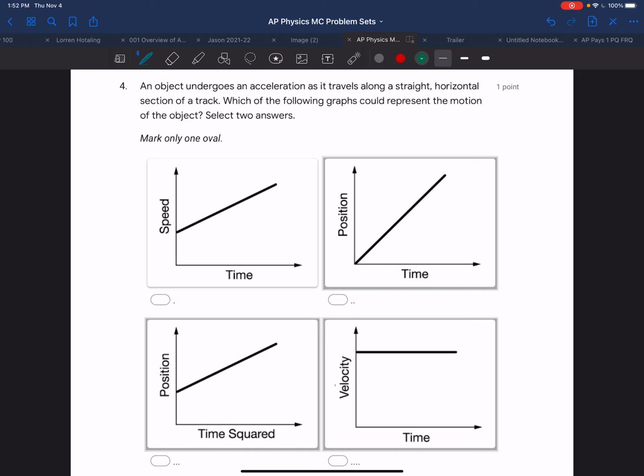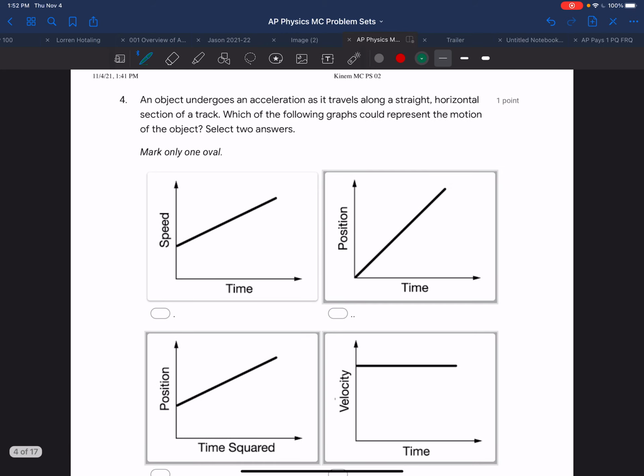So in this question, we see that there are a number of graphs: speed and time, position and time squared, and velocity and time. So there's a lot of things going on here. All right, so we have an object undergoing acceleration, so we would have to do this for all of them. Let's see if we can understand what's going on now.